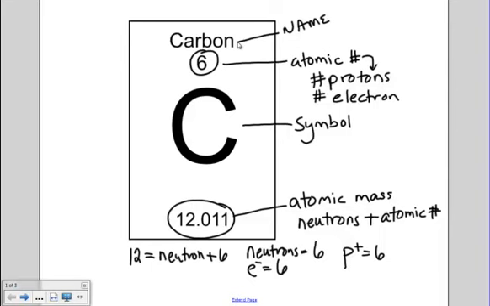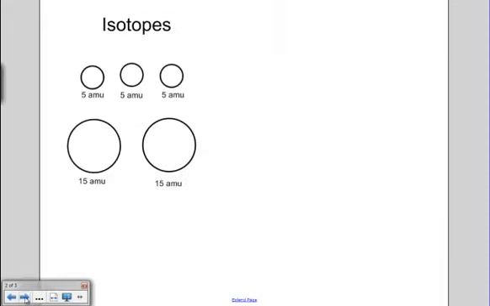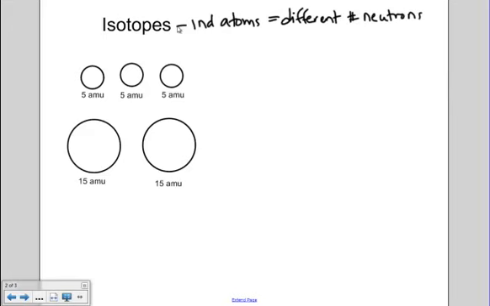Now this 12.011, this atomic mass, it brings up an interesting point because carbon doesn't weigh 12.011 atomic mass units. Some carbons weigh 12, some carbons weigh more than 12. So that brings us to isotopes. Isotopes are individual atoms, but they all are going to have a different number of neutrons. But they're the same atom. So it's carbon, right? The atomic number is the same, but the number of neutrons are going to be different.